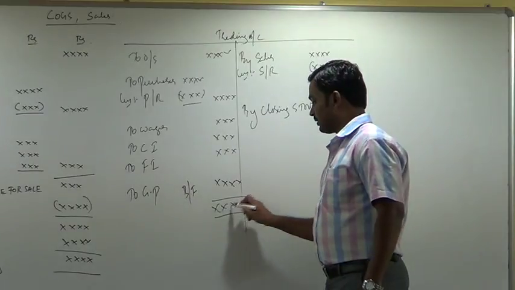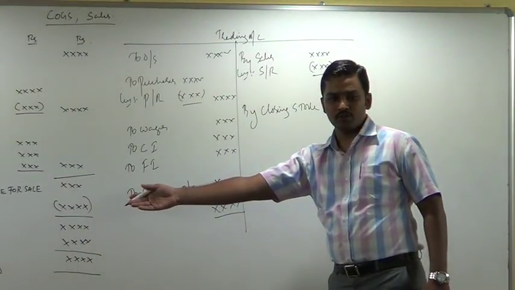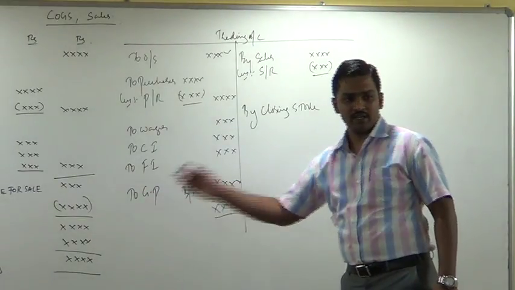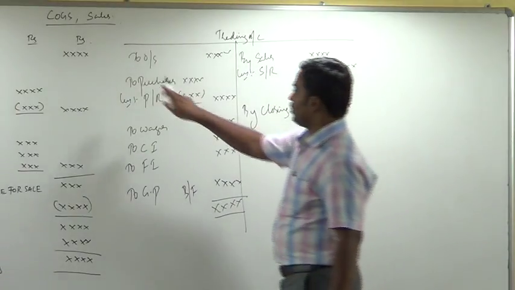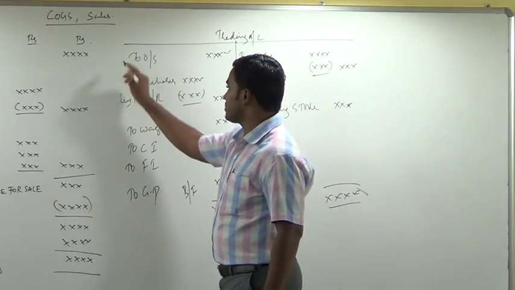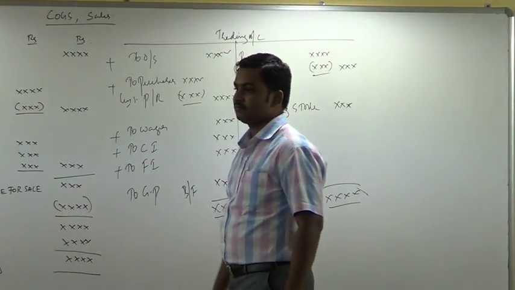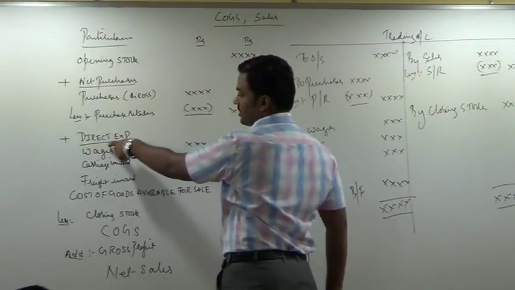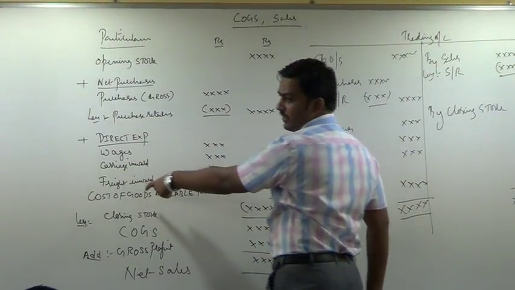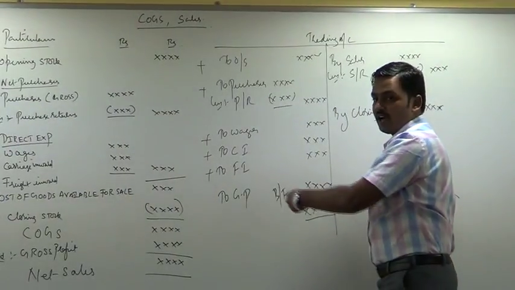Now, this statement which we have prepared to calculate cost of goods sold and cost of goods available for sale is actually prepared out of the trading account. Now, opening stock is debited, purchase is debited. These things are added. See here we are writing opening stock, add net purchases, add wages, add carriage inward, add freight inward. Even in the trading account they are all debited. That means they are added.